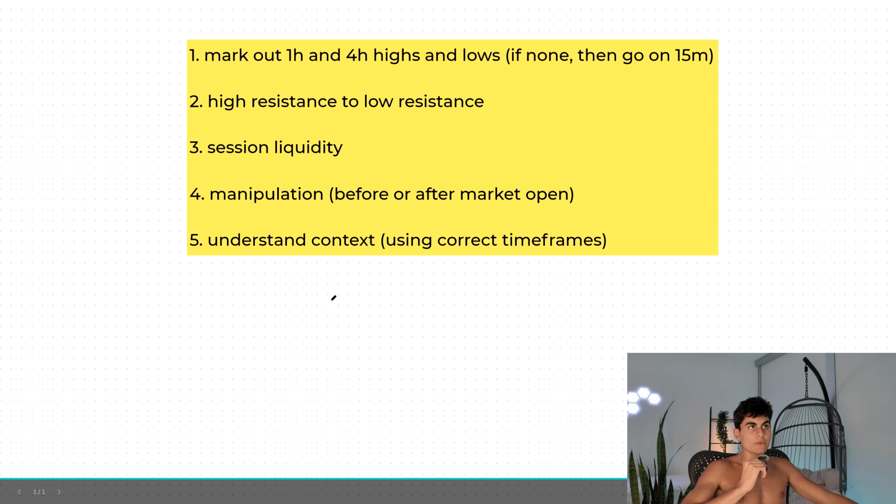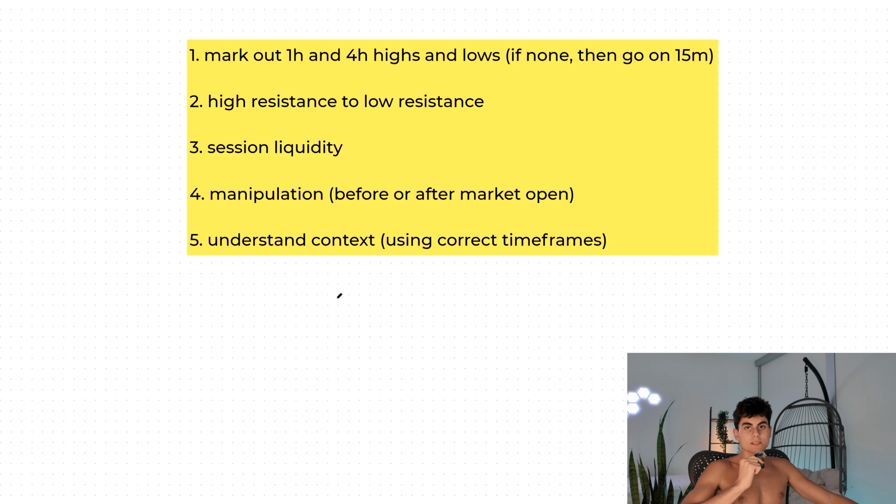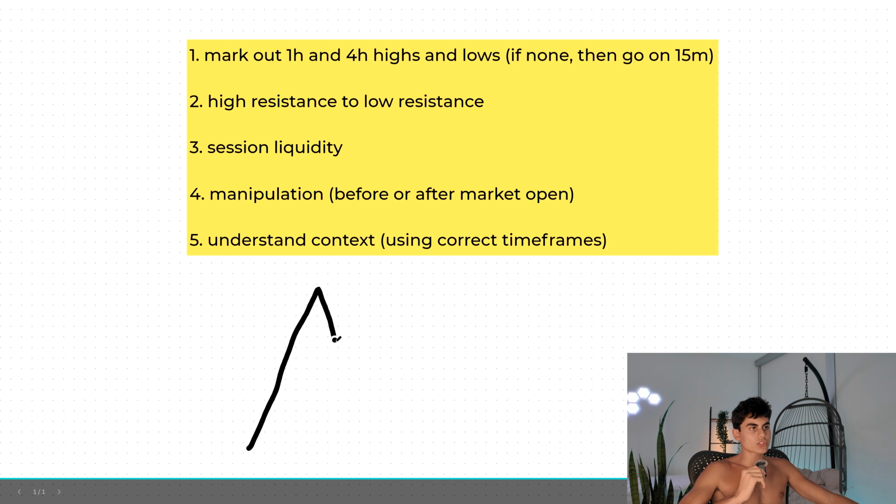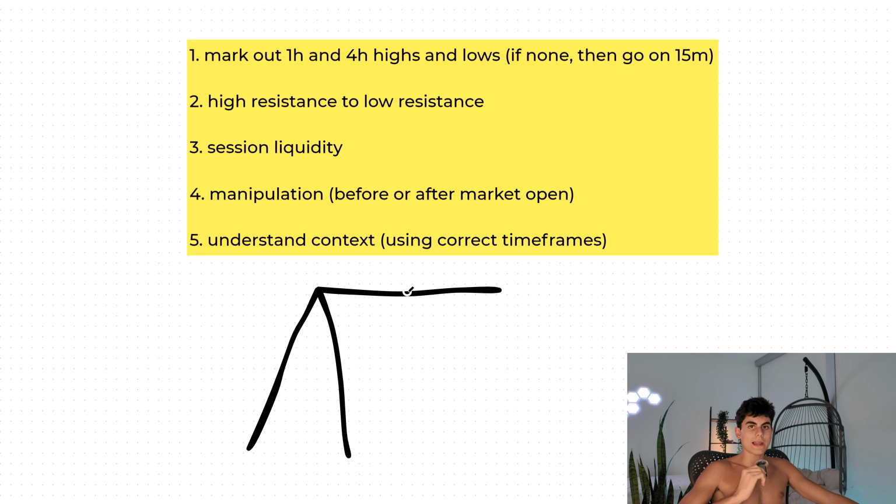Number 2, high resistance to low resistance. This refers to liquidity, the 1 hour and 4 hour highs that I just told you guys about. What this means is essentially this: a really key, really clean swing high like this is called a high resistance liquidity. Price moves from high resistance to low resistance liquidity, okay?